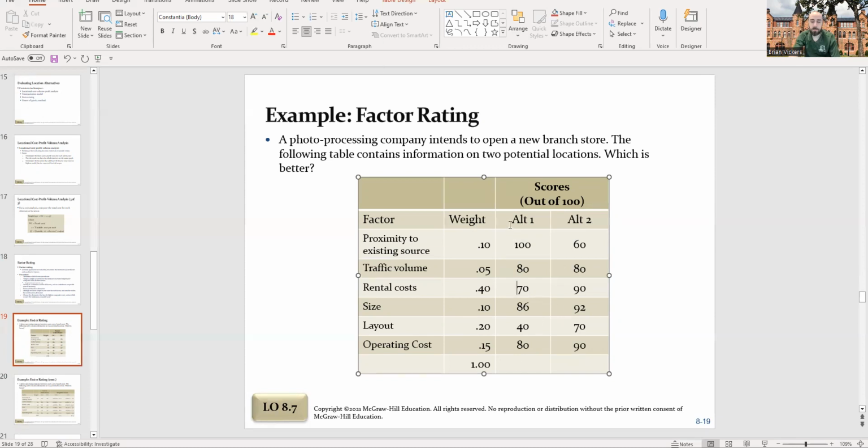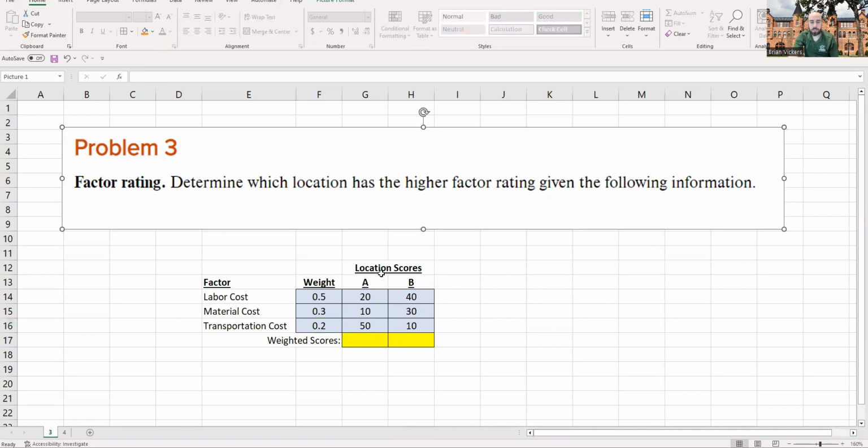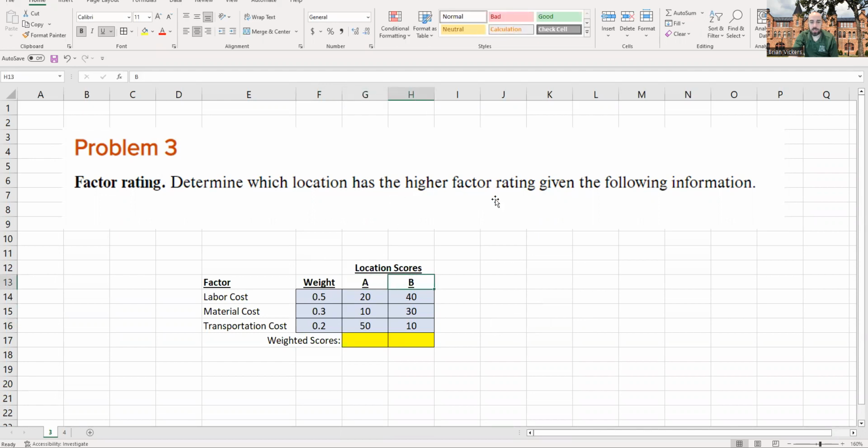So we've scored all of them, and then we just multiply the weight times each factor's score and then sum those products together. So yes, we'll be using a sum product function this week in Excel. Doing it by hand, not terribly challenging, though, fortunately. So determine which location, between A and B, has the higher factor rating given the following information.